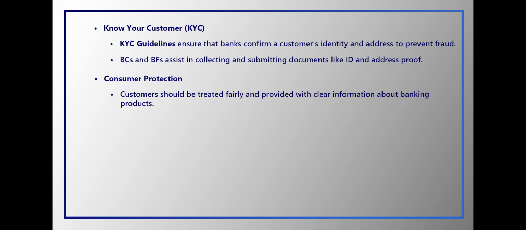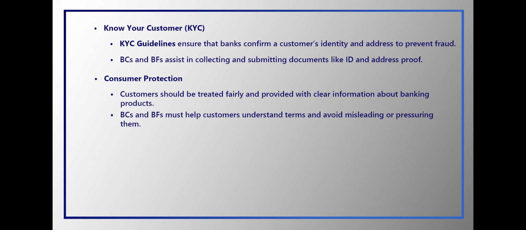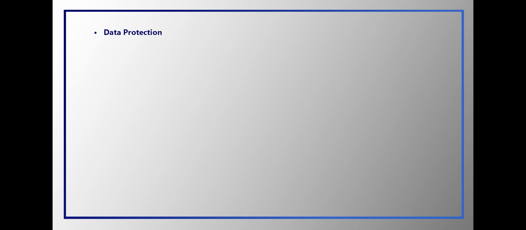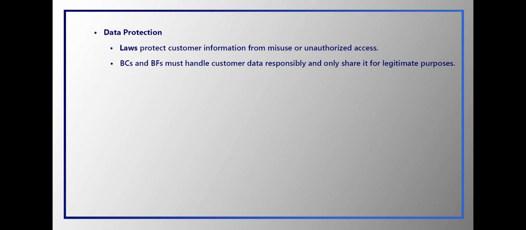Consumer protection. Customers should be treated fairly and provided with clear information about banking products. BCs and BFs must help customers understand terms and avoid misleading or pressuring them. Fair Practices Code, FPC. FPC requires ethical business practices and clear communication with customers. BCs and BFs should ensure honesty and transparency when offering financial services. Data protection. Laws protect customer information from misuse or unauthorized access. BCs and BFs must handle customer data responsibly and only share it for legitimate purposes.